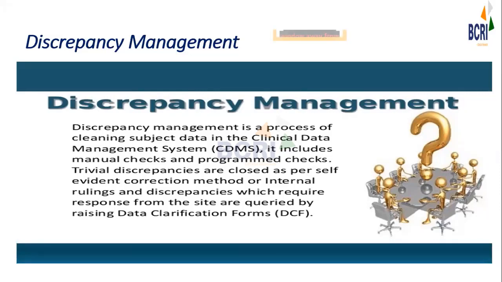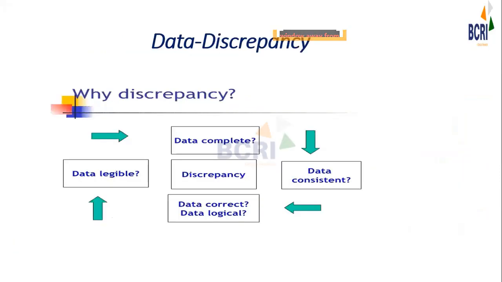Discrepancy is basically any abnormality that is seen in the database with respect to your protocol. If your protocol says go in A to B to C line, they have to go through A to B to C line, not follow a different path altogether. The site, that is, the hospital, cannot do that. They have to follow the protocol. So this discrepancy management basically tells us: is the data legible, is the data complete? No, it's a discrepancy. Is the data correct or logical? No, it's a discrepancy. Is the data consistent? No, it's a discrepancy. So everything leads to discrepancies.